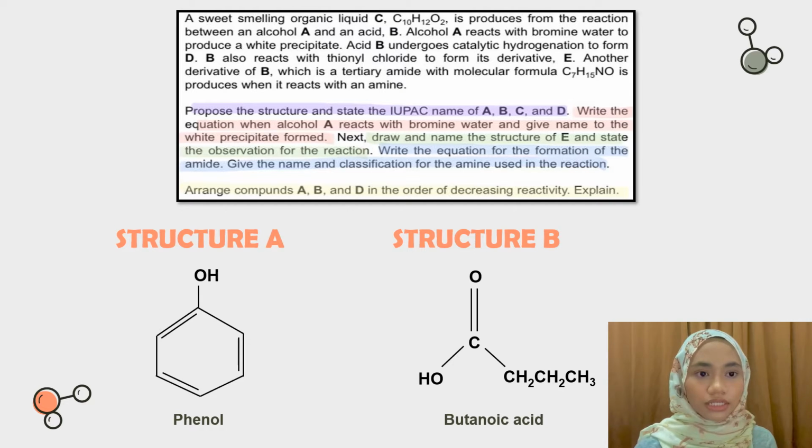The question said that C is an ester, C10H12O2. We know that alcohol A is a phenol, so when phenol reacts with an acid, it produces C. So C is actually phenyl butanoate, because when we take out phenol from phenyl butanoate, we get butanoic acid. So B is actually butanoic acid.